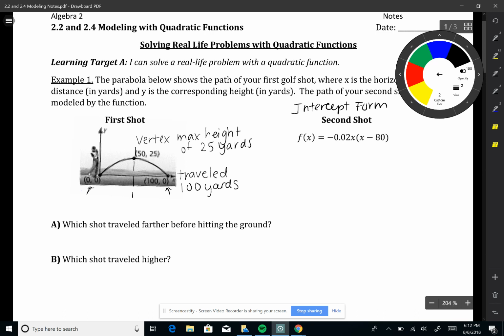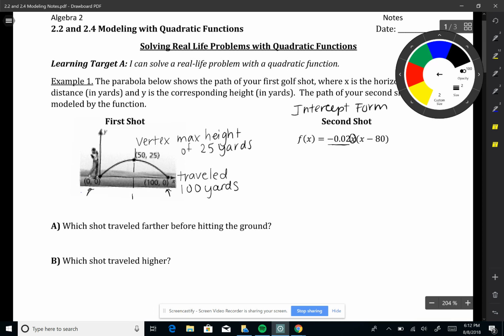First of all, this number out here, this negative 0.02, does not affect our x-intercepts. We only need to look for the x and the x minus 80. And we ask ourselves, what would make those two expressions equal 0? Well, the only thing I can put in for a plain x for it to be 0 would be 0. So my first x-intercept is (0, 0). And then to make x minus 80 equal 0, I would put in a positive 80. So my second x-intercept is (80, 0).